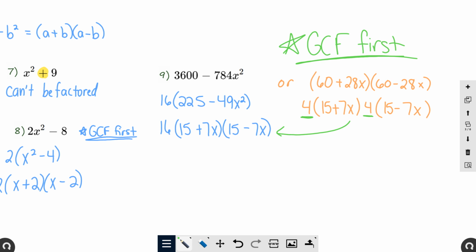All right, we'll finish up the rest of these notes tomorrow, but on the back, you guys could actually do the first 12 problems if you wanted to because they are GCF and difference of squares, and we'll talk more about them tomorrow.